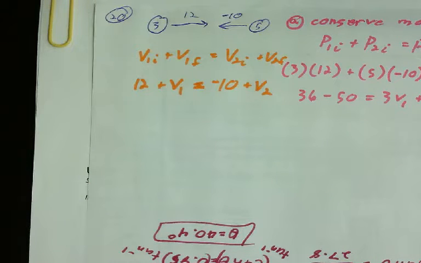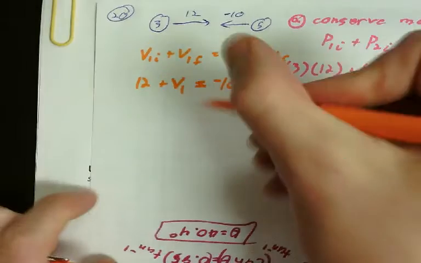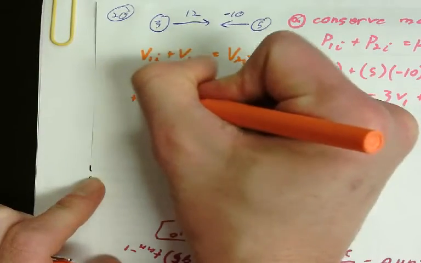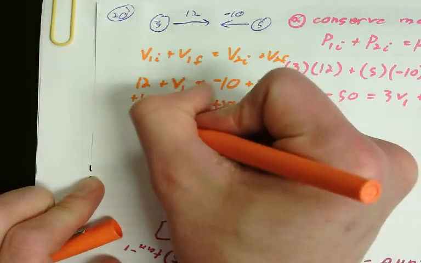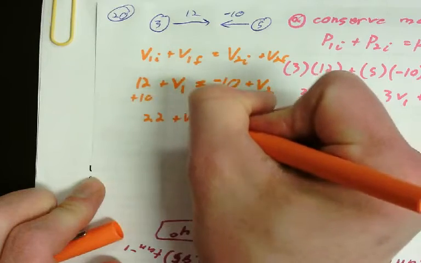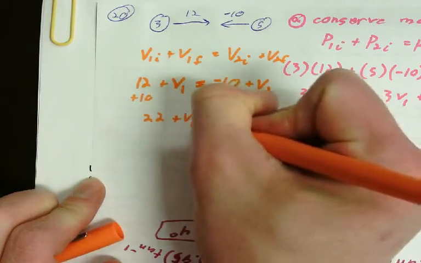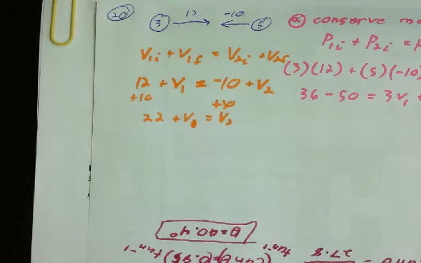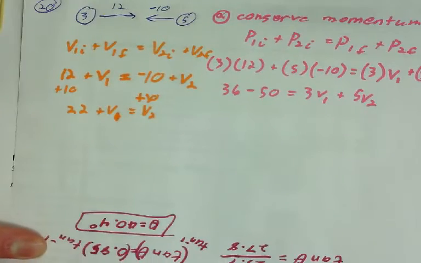Solve for either V1 or V2. It doesn't matter. I like to make my numbers positive, so I'm going to go ahead and add 10 to the other side. And this gives me 22 plus V1 equals V2. Okay, now we're ready for the last big step, and then it's just doing the math. That's where I'll leave you guys.